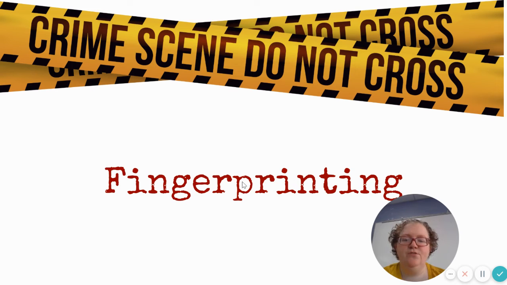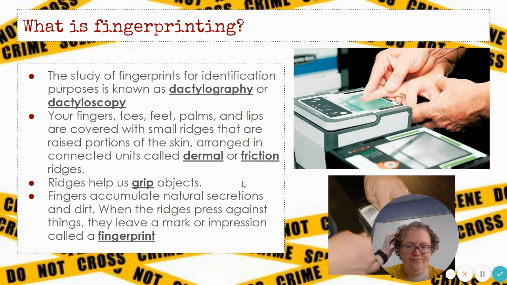Right, these are your forensics notes for the fingerprinting unit. So what is fingerprinting? Fingerprinting is also known as dactylography or dactyloscopy. Your fingers, toes, feet, palms, and lips all have ridges on them, which are raised portions of the skin. And we call those dermal or friction ridges.